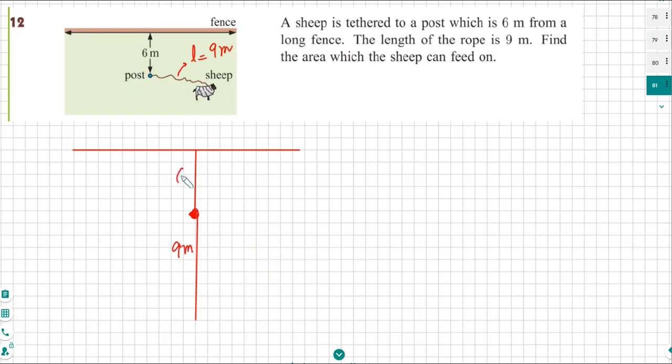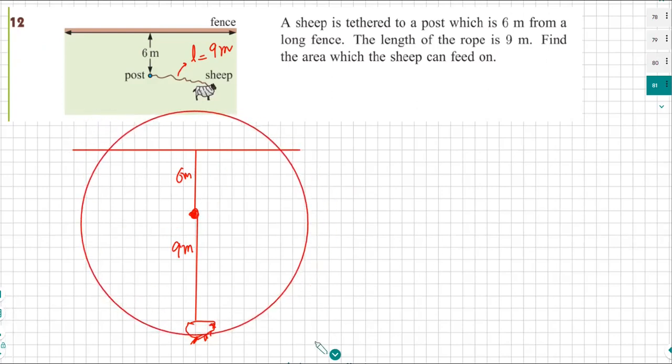And what about this length? This is 6 meters, right? So this is the sheep. The sheep can move in a circle, the maximum area it covers is obviously a circle, right? So the circle must be just like this. This is the center of the circle.